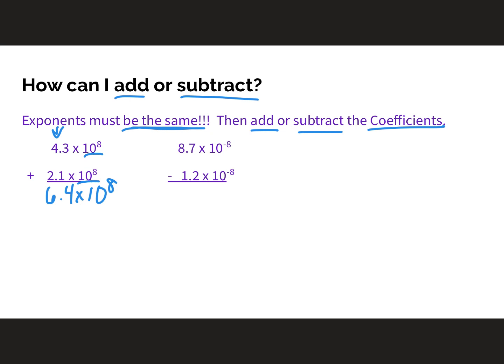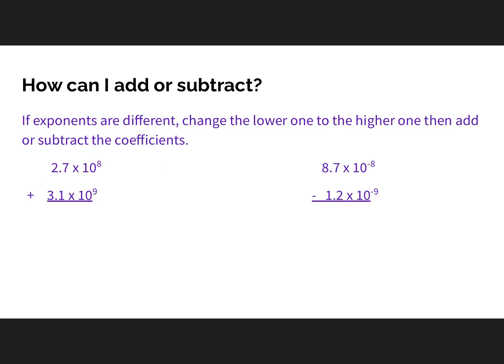Next one again, I've got 10 to the negative 8th power for both of them. So I'm just going to subtract this part. 8.7 minus 1.2, 7 minus 2 is 5. 8 minus 1 is 7, and I bring down my decimal. And then again, we just bring down our times 10 to the negative 8th power. Okay, well that's pretty simple.